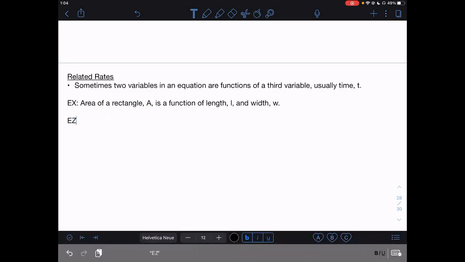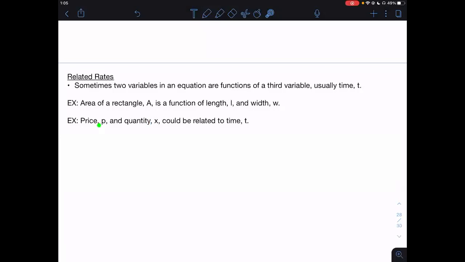Or say another example, business-wise: price P and quantity X could be related to time T. The price we have set on an item, and how much of that item we're going to produce or sell, can be related to how much time has passed. Right? Usually new items sell at a high price and low quantity in the beginning, but as time goes on, the price starts to come down, and the quantity being sold tends to go up.